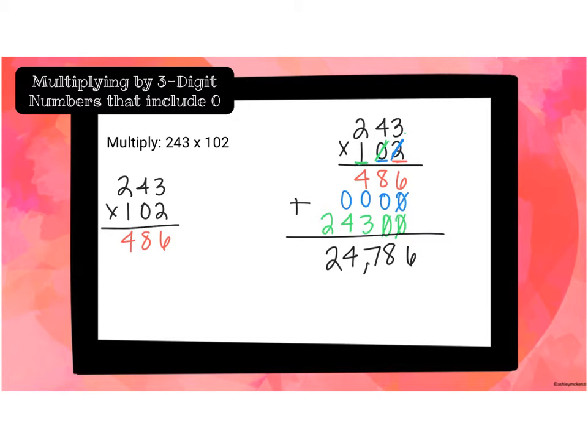But instead of doing an entire row of zeros, I'm going to put this placeholder here. I know that 0 times all of these things right up here is going to be 0. So I can skip that step and just put a placeholder here as well. And then start multiplying the 1 times the 3, the 1 times the 4, and the 1 times the 2. And then I can add those together. And if you notice, I still have the same answer, but I have one less row of work. I left out that row of all the zeros. Do y'all see the difference there?